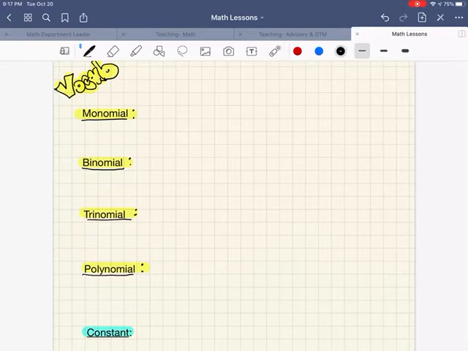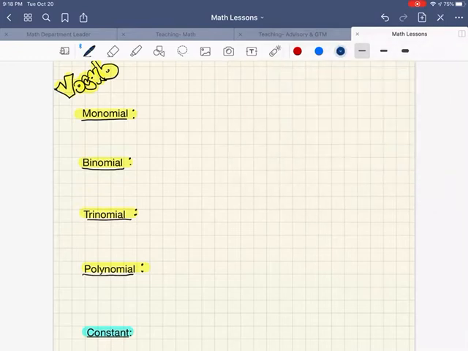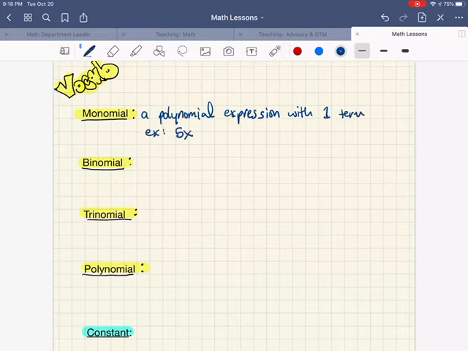So first off, when you hear the word mono, take a second and think, what's another word that starts with mono? If you thought monotheistic, awesome. Okay, mono means one. So a monomial is going to be a polynomial expression with one term. So you should be writing the notes with me. With one term. And here's an example. 5x is a monomial. 10y to the fourth power is a monomial because there's no addition or subtraction. 7 is a monomial. Okay, so as long as there is just one term, it is a monomial.